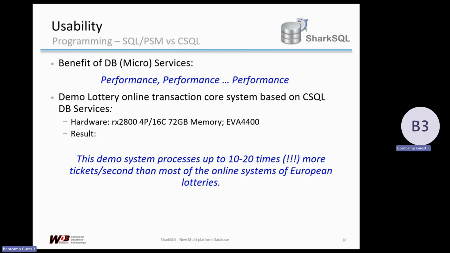And what is the reason for a database microservice? Performance, or at least performance. Because I've done this with a lottery demo system, an online system, and I'm running it on an RX 2800 with 4 processors, 60 cores, 27 gigabytes of memory, and an AVA 4100. And this demo system can process 10 to 20 times more tickets than any of the European online transaction systems of any European lottery system. Just one small server.